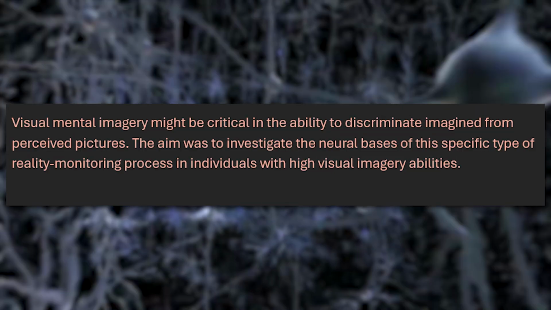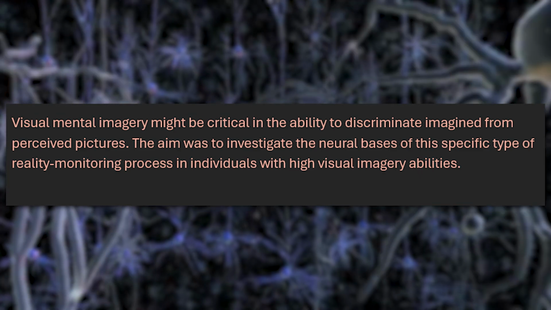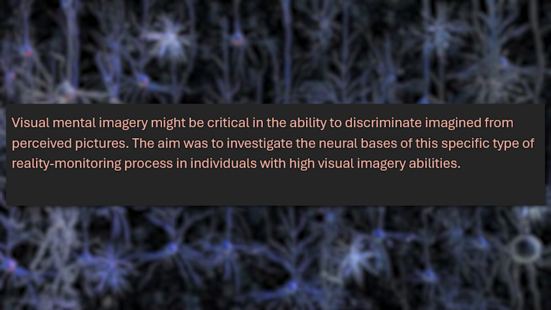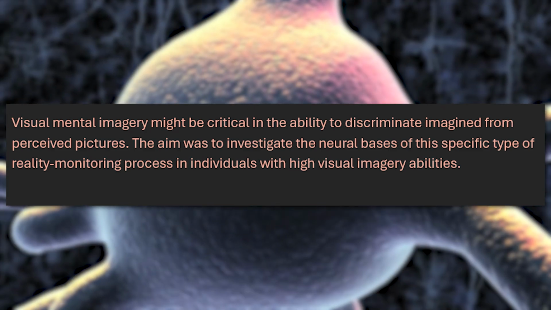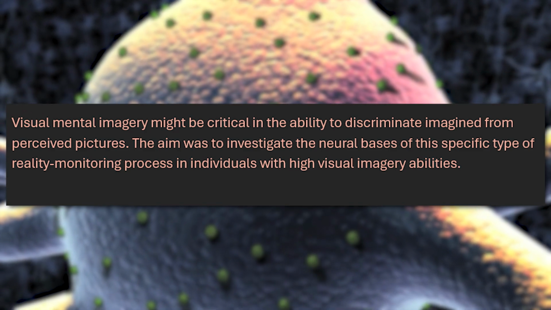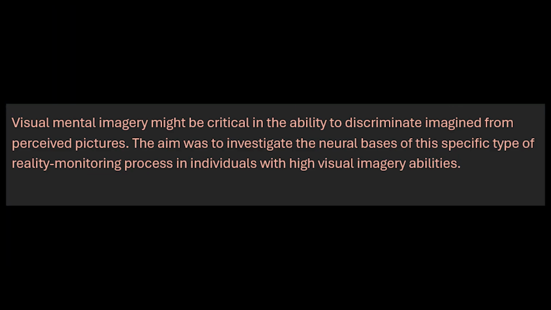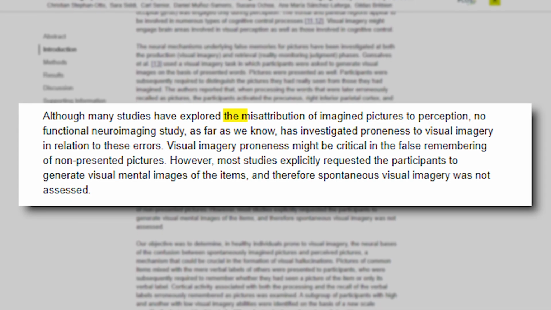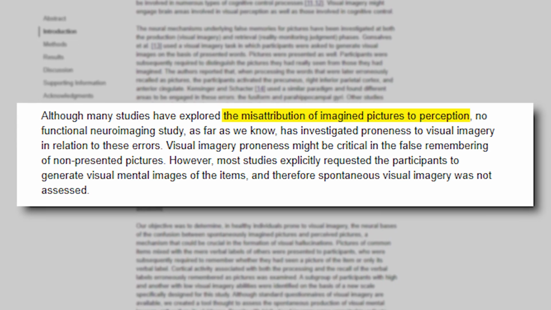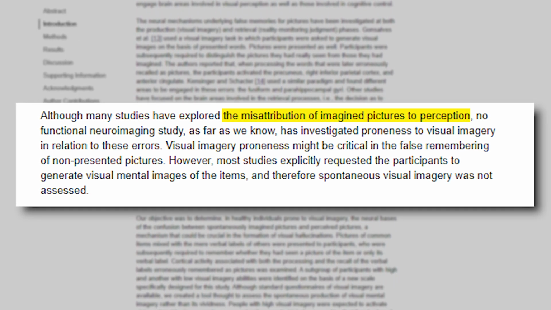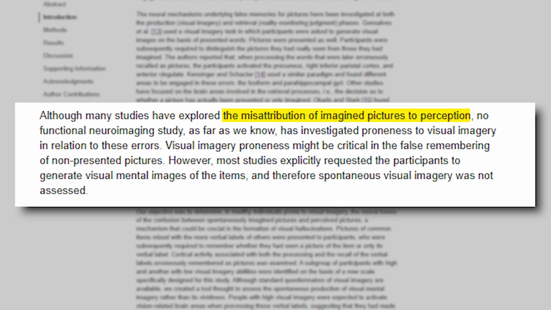Visual mental imagery might be critical in the ability to discriminate imagined from perceived pictures. The aim was to investigate the neural basis of this specific type of reality monitoring process in individuals with high visual imagery abilities. Although many studies have explored the misattribution of imagined pictures to perception, no functional neuroimaging study, as far as we know, has investigated proneness to visual imagery in relation to these errors.